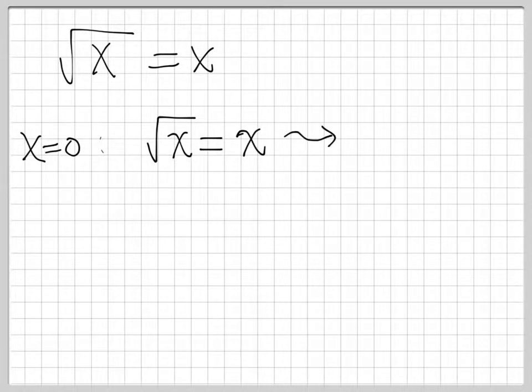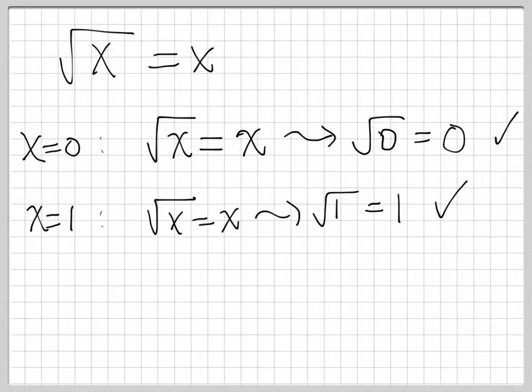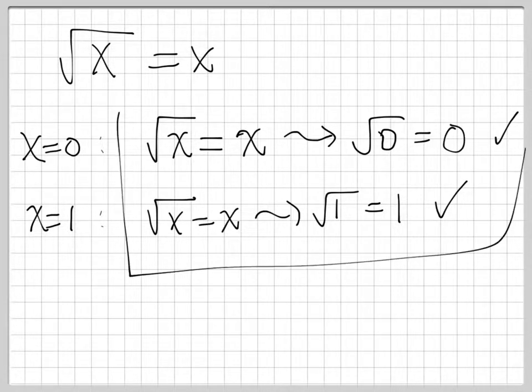The square root of x equals x becomes the square root of 0 equals 0, and that's true, right, because 0 times 0 equals 0. Now check x equals 1. Radical x equals x becomes radical 1 equals 1, and that's also true. The square root of 1 is 1. And so we found the two answers, both worked.